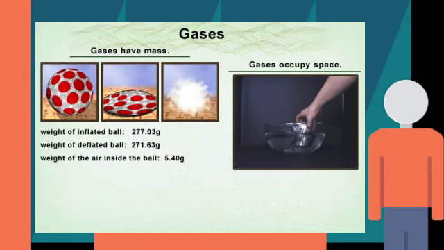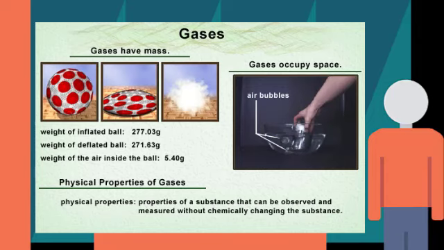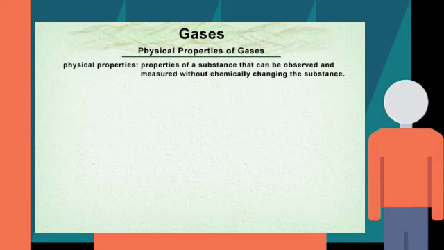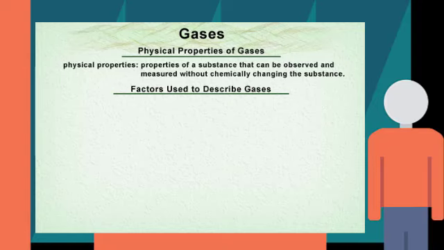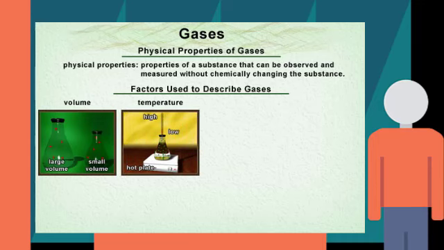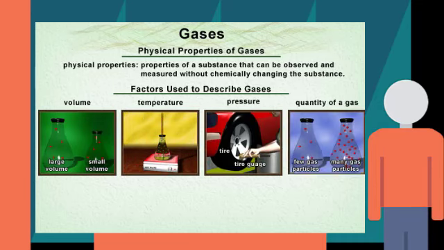From the previous demonstrations, you should be convinced that gases have mass and occupy space. Knowing this, you will start your study of gases by exploring the physical properties common to all gases. Physical properties are the properties of a substance that can be observed and measured without chemically changing the substance. To completely describe gases, 4 factors must be discussed. These factors are volume, temperature, pressure, and quantity of a gas. They will be defined, explained, and then used to help you understand the physical properties of gases.